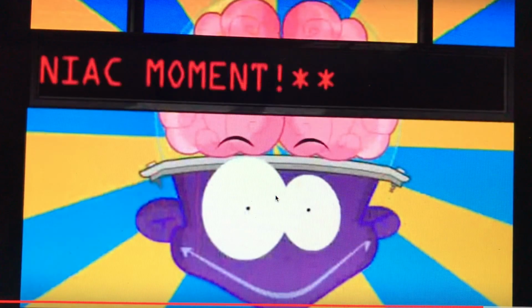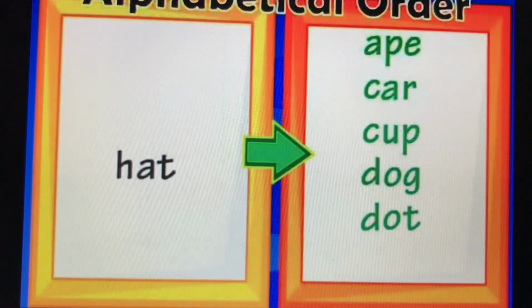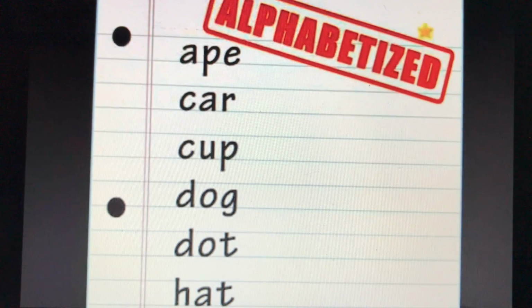I'll bet you know what to do when the third, fourth, or fifth letters are the same now too. Okay, just one word left. And its first letter is H. And H comes after D. So it goes last, right here. And now you know the hows and whys, so all of your words can be alphabetized.